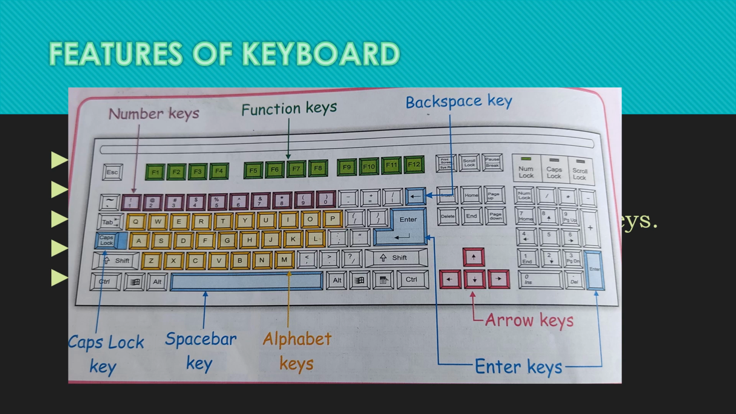Next are the number keys. There are 1 to 9 and 0 number keys on the keyboard. Next come the special keys: spacebar key, caps lock key, backspace key, enter key. These are the special keys. Now F1, F2, F3 till F12. These are the function keys. And these are the arrow keys. Let's learn these keys in detail.